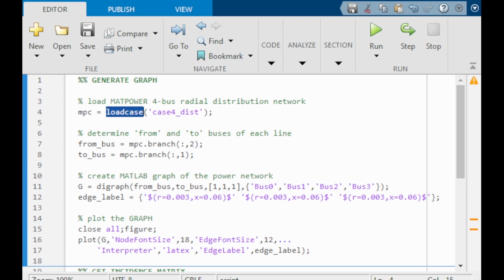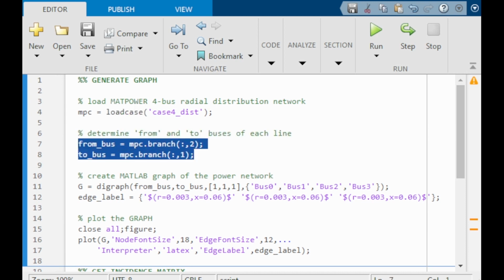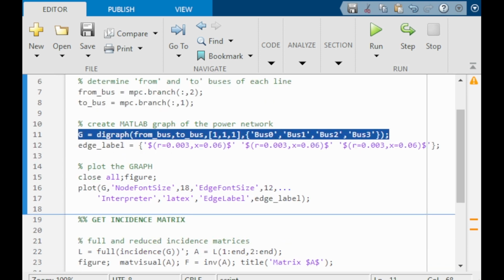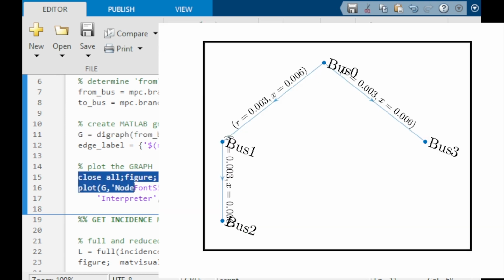We can get the from and to buses of each of the 3 lines in the power network, and from there we can create a directed graph using MATLAB's digraph function. Then we can plot the graph so derived.